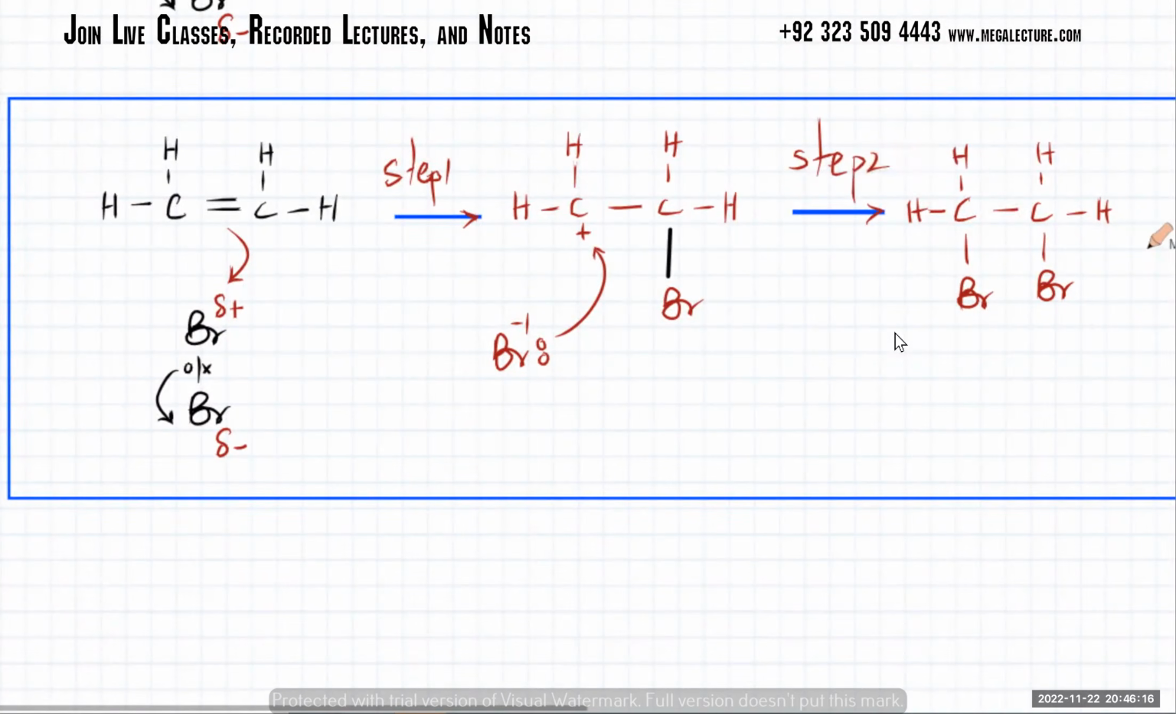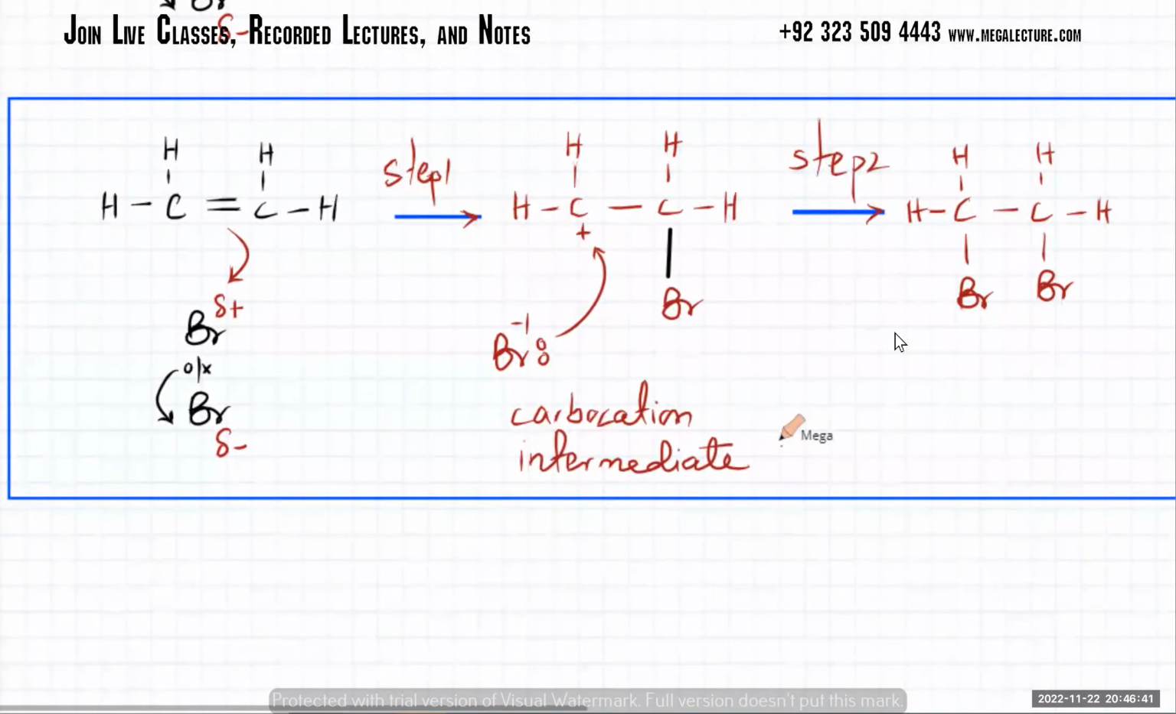And there's one more thing: this is known as a carbocation intermediate. When the carbon atom gets a positive charge, that's known as a carbocation. Intermediate. Okay, that's what it is. So that's it, the reaction is done. The rest of electrophilic addition of alkenes we'll do tomorrow. Clear? Okay, sir.